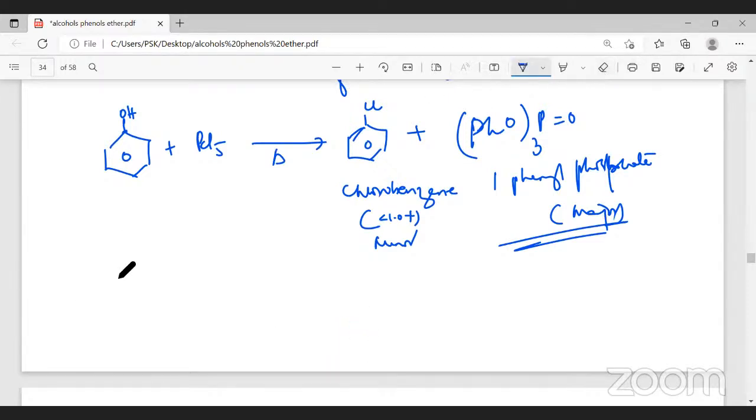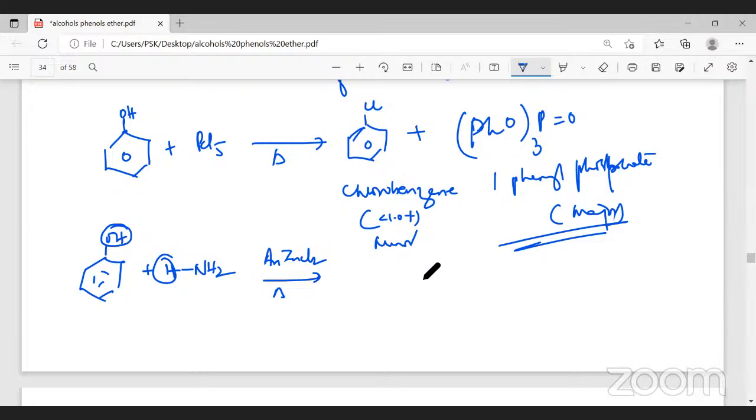Now, the next reaction: phenol is acidic in nature. When phenol is heated with ammonia, NH3, in the presence of anhydrous zinc chloride, which is a dehydrating agent, OH and H get eliminated as water. So in place of OH, NH2 goes. Therefore, you get a benzene ring with NH2. This is called aniline.